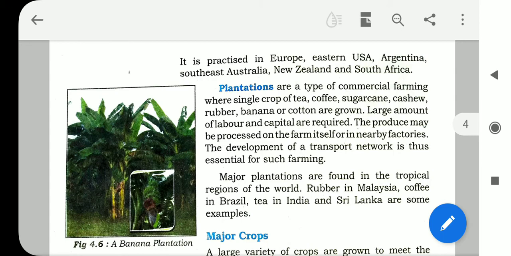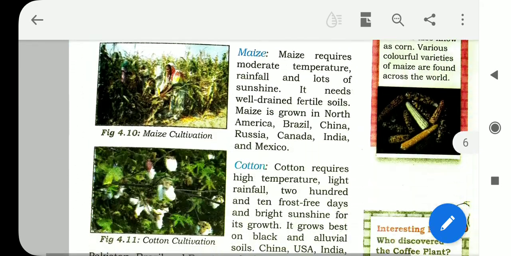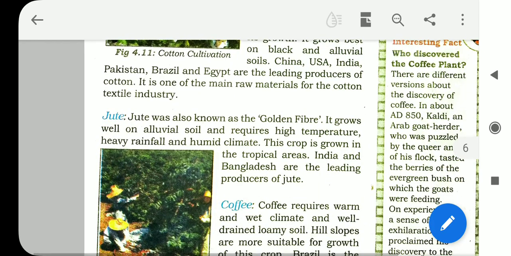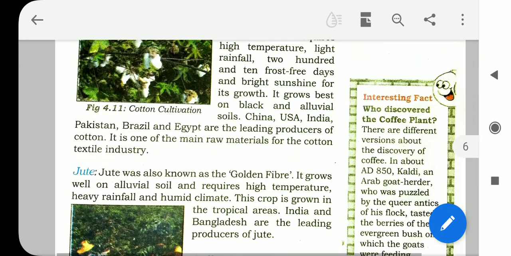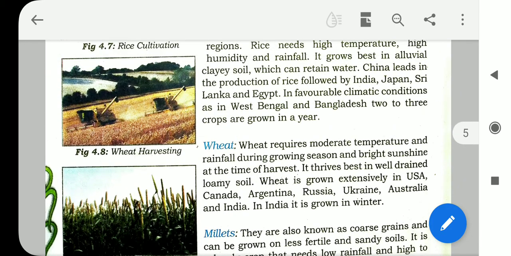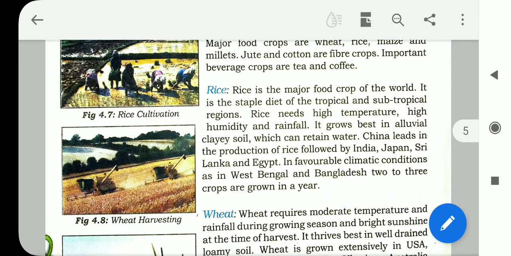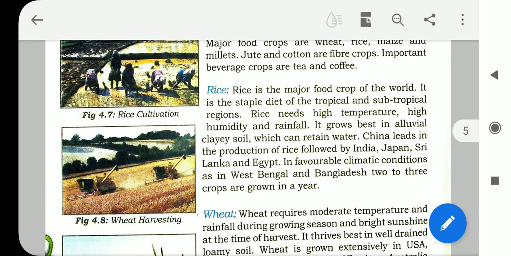So students, the major crops are mainly rice, wheat, millets, maize, cotton, jute, coffee, tea, like that. These are the major crops. Read the chapter properly and find the leading producer state or country for each crop and the places where they are grown. Also note what climatic conditions are required and what type of soil is needed.